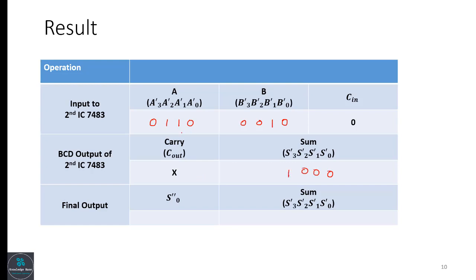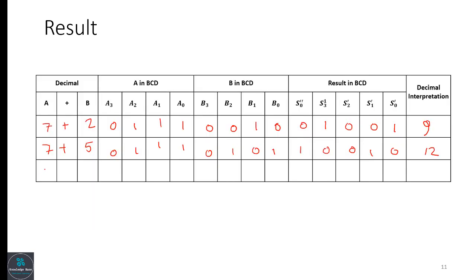Carry is 0, which is don't care, but the S is coming from Z, which is 1, and the summation is 1, 0, 0, 0. So this gives 9 plus 9, that is 1, 0, 0, 1, 1, 0, 0, 1. Then the result is tens is 1, 0, and the result is 1, 0, 0, 0. That is the decimal interpretation 18.